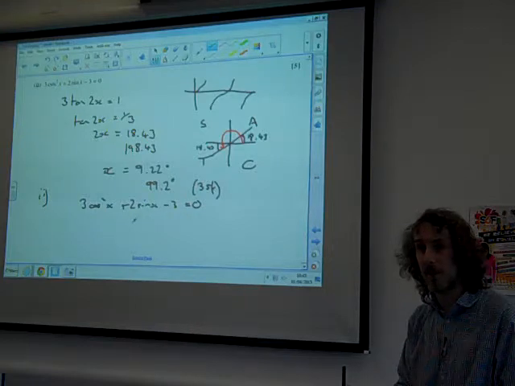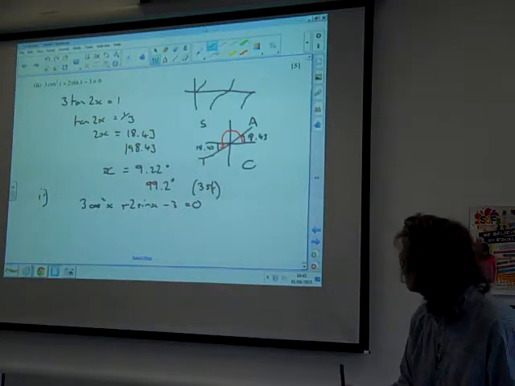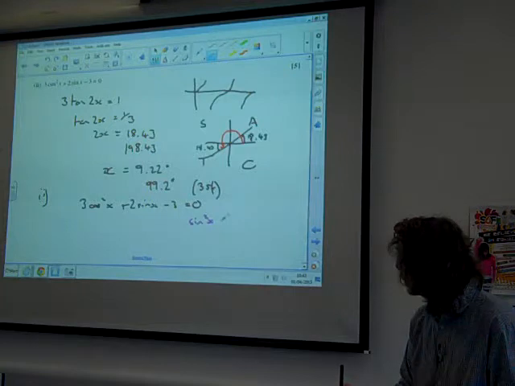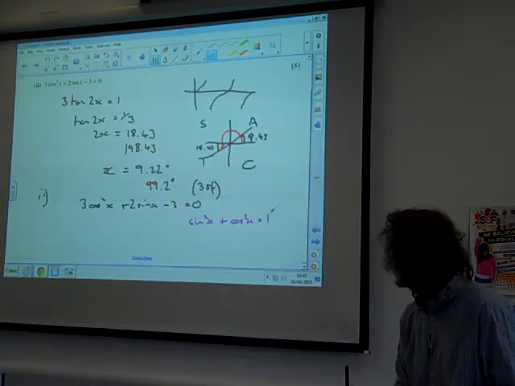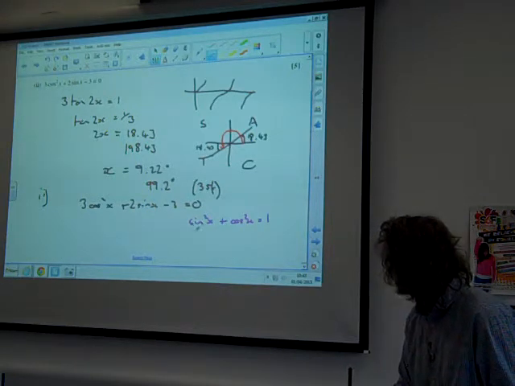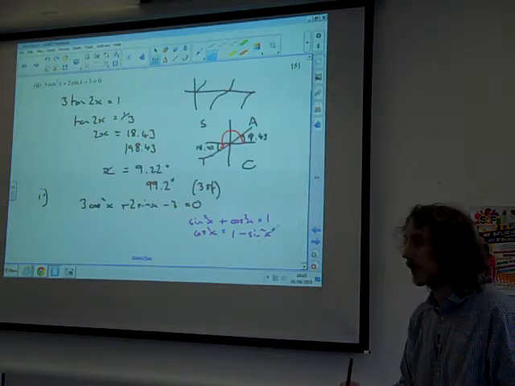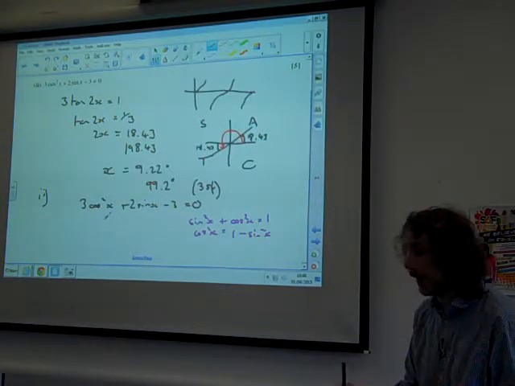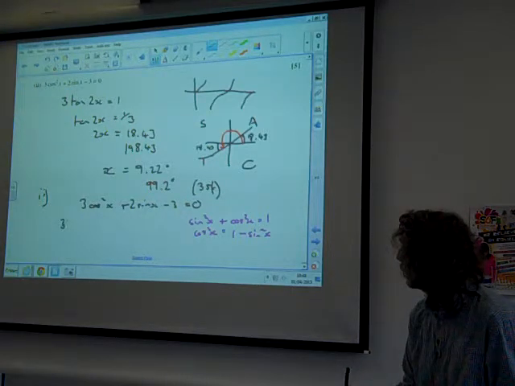Well, the sin x we're kind of stuck with. We can't do much with it, but cos squared x, we know from our poster, from having memorised it, that sin squared x plus cos squared x is 1. So if we rearrange that, it says that cos squared x is 1 minus sin squared x. So our next move is to replace the cos squared x with 1 minus sin squared x.